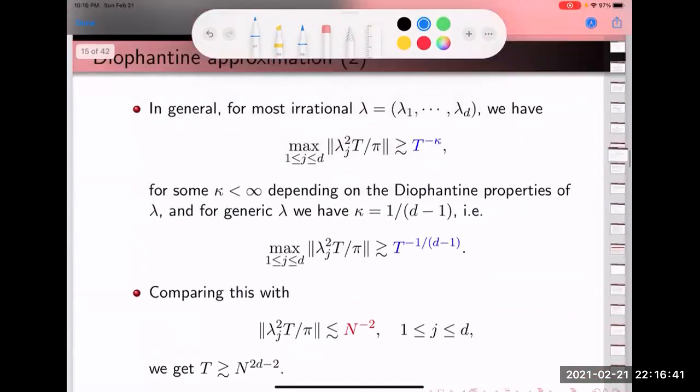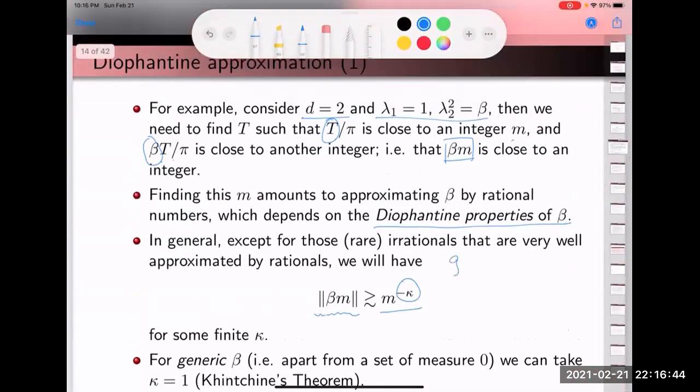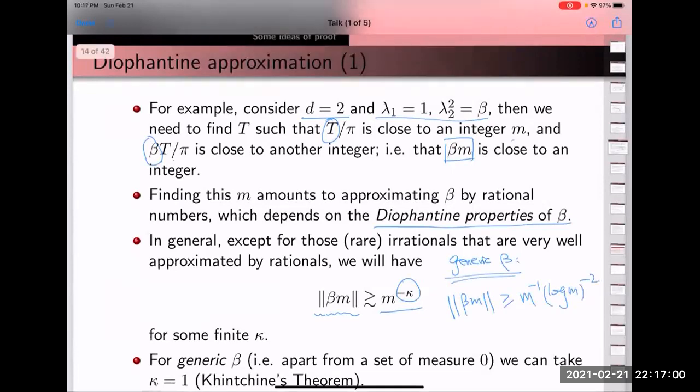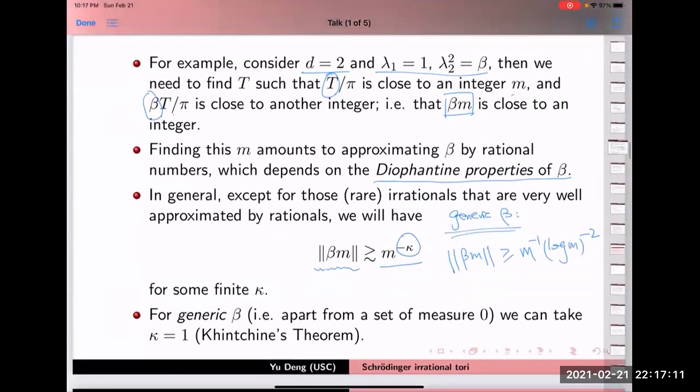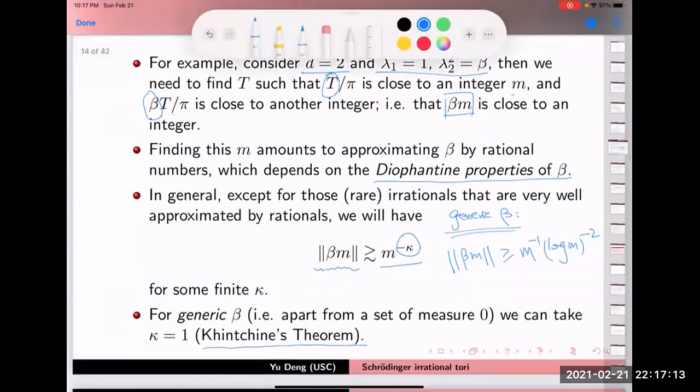We have the distance of beta m to the nearest integer bigger than m to the minus 1, actually log m to the minus 1, minus 2, let's say. Okay, so this is a standard theorem in Diophantine approximation, and is proved easily by a probabilistic argument. We'll omit the proof. So this is the theorem of Khinchin.